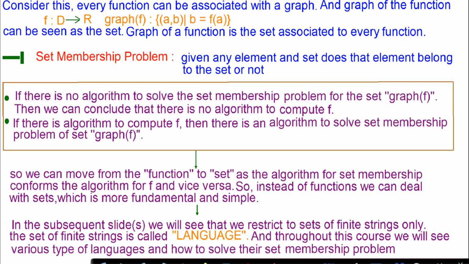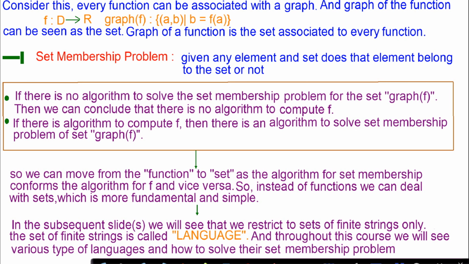If there is no algorithm to solve the set membership problem for the set associated with the function, then we can conclude there is no algorithm to compute f. And if there is an algorithm to compute f, then there is an algorithm to solve the set membership problem of the graph of f.